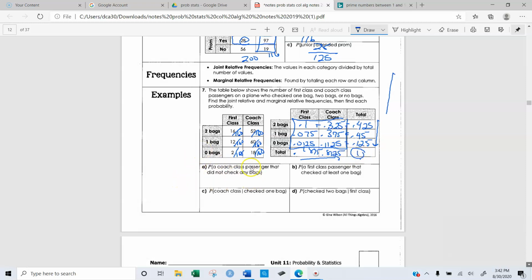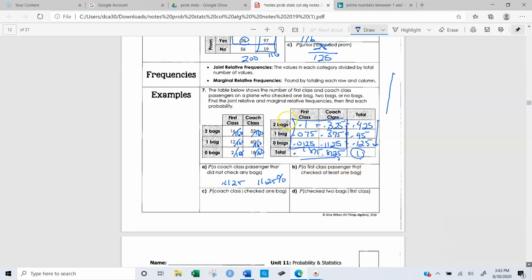Okay, a coach class passenger that did not check any bags. There's no given that, so you just look at the table and read. So we go to coach class, no bags, it's just 0.1125. All right, to change that to a percentage, we move our decimal 2 places. So it's 11.25% did not check.